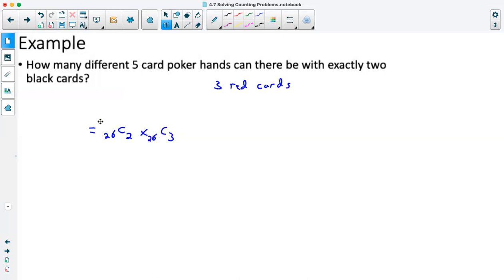So the amount of 5-card poker hands with exactly 2 black cards would be how many ways we can choose those 2 black cards times how many different ways we can have for 3 red cards. And that tells us we have 845,000 different possible hands that match this criteria.